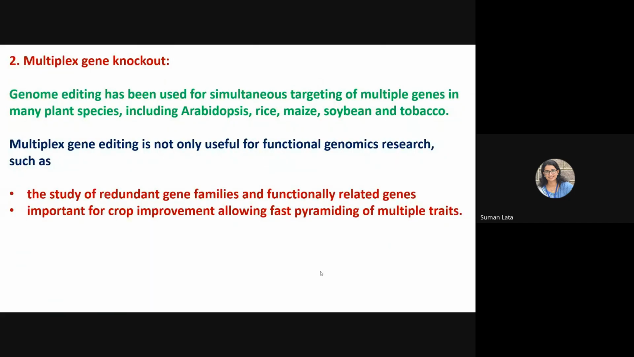Then we can do the multiplex gene knockout also, that more than one gene can be targeted. The multiplex gene editing is not only useful for functional genomics, but it is also used for the study of redundant gene families. Redundancy means gene families which have similar kinds of functions, the functionally related genes. And multiplexing allows the fast breeding of multiple traits.